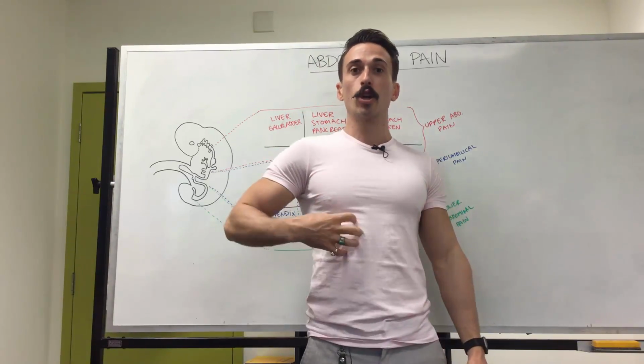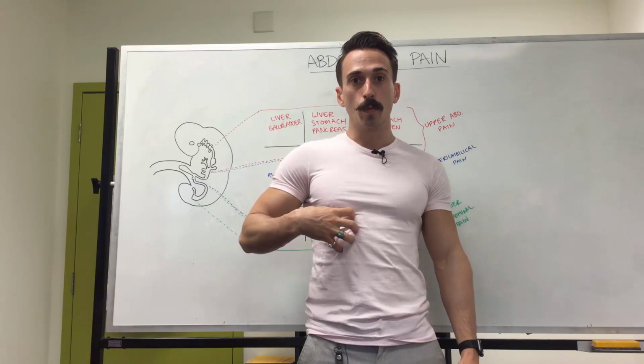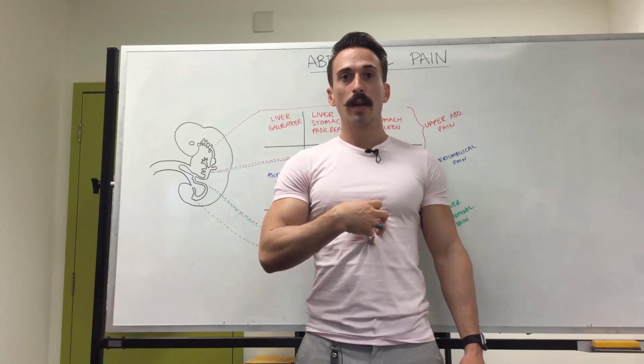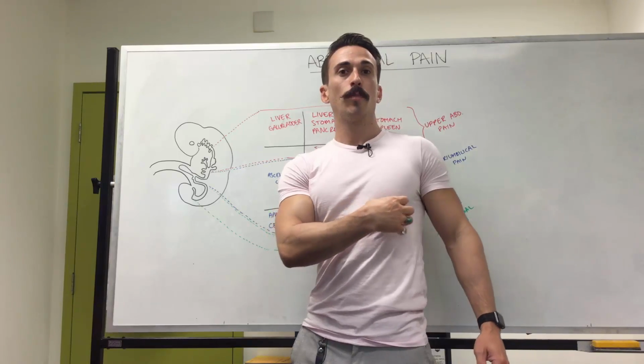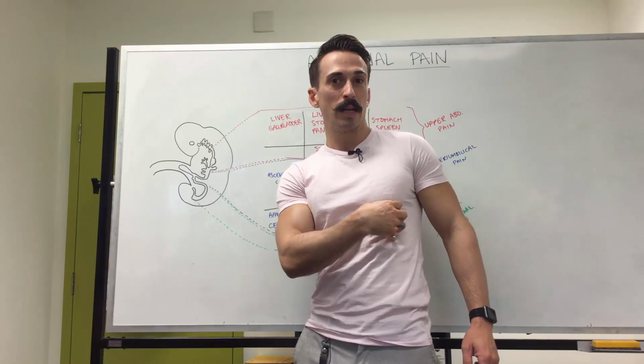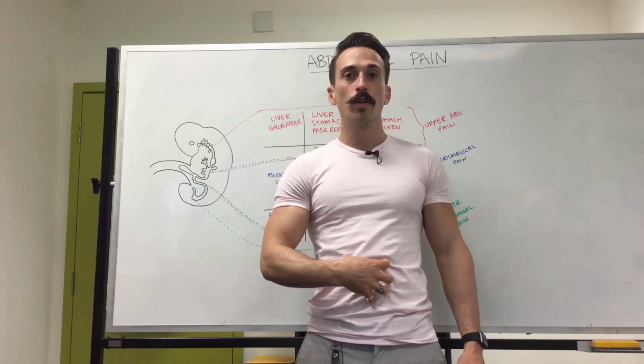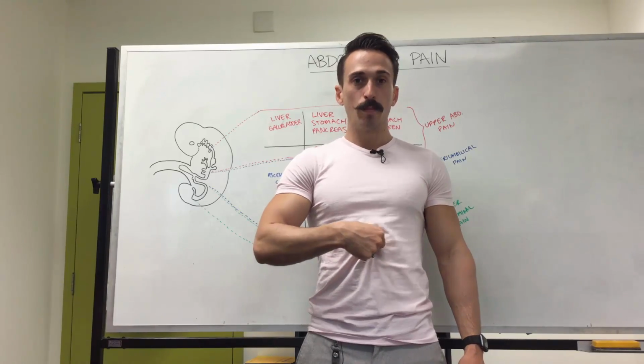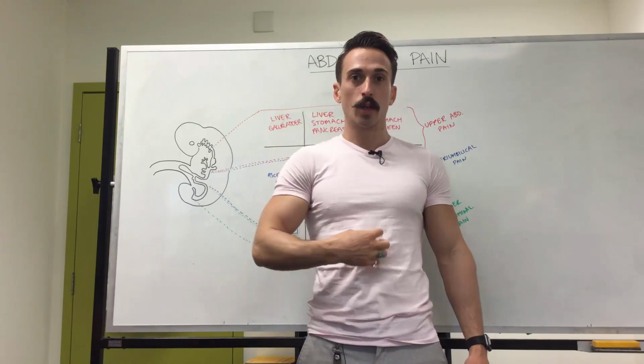So for example, at the top right, you're going to have the liver and the gallbladder, and right at the very top, you're going to have the stomach and pancreas. Then the top left, you're going to have the stomach, pancreas, and spleen. Right in the middle, you're going to have the majority of the small intestines and a little bit of the transverse portion of the colon.